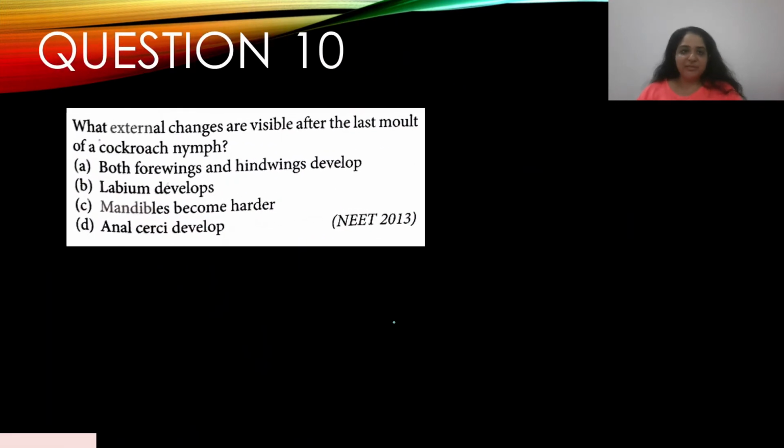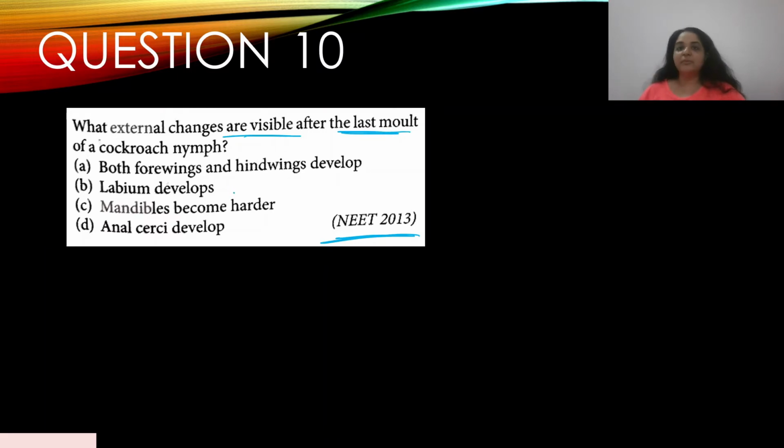Alright, so question number 10. What external changes are visible after the last molt of a cockroach nymph? This appeared in NEET 2013. A. Both forewings and hindwings develop. B. Labium develops. C. Mandibles become harder. D. Anal cerci develop.